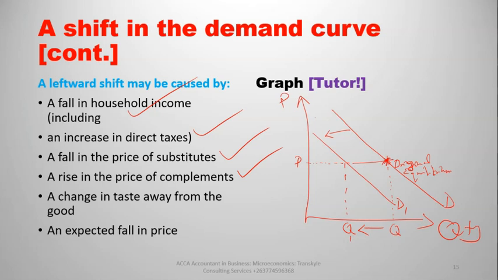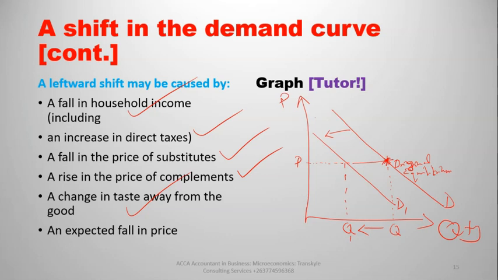Then a change in taste away from the good. So when people start to feel that this good is no longer necessary or is no longer wanted, then the quantities demanded is again going to be affected. It is going to be reduced.